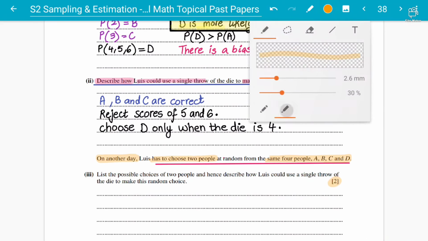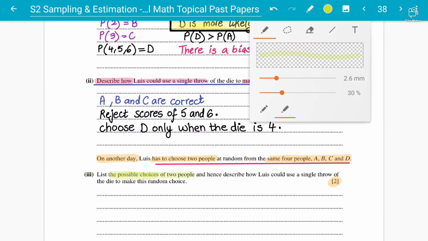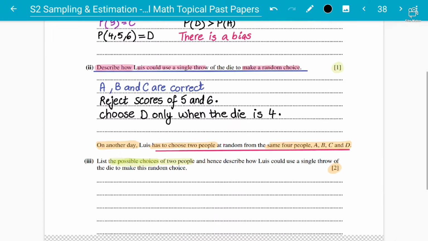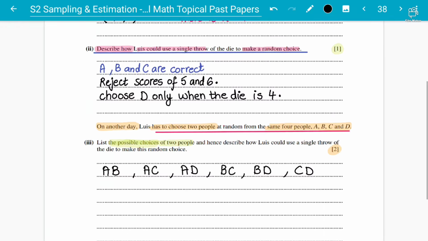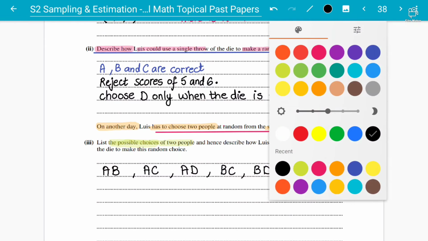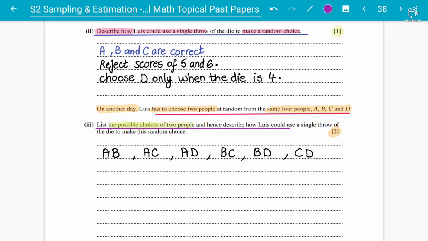So what is going to happen, sir? It will be simple. We have to list the possible choices of 2 people first. So what we can choose is A, B, or we can choose AC, we can choose AD. Then we can choose BC as well, we can choose BD as well, and we can choose CD as well. These are the possible combinations, students. So these are the 6 possible choices of 2 people that Lewis can choose from.